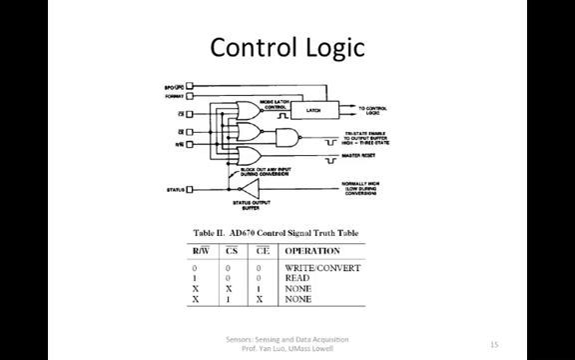This table is the control signal truth table, where you can see that in order for this chip to work, you have to have both CS and CE signals at zero. And then, depending on what you have on the R/W pin, you can control the operation, either start the conversion or read the data.